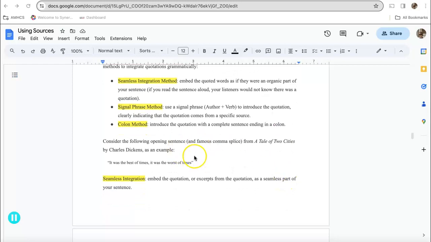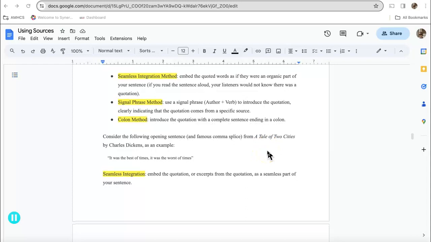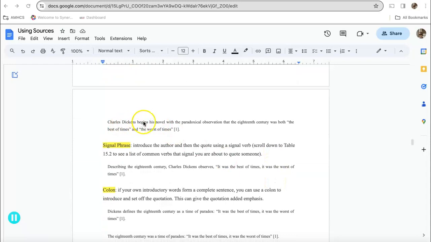Here's the following opening sentence from A Tale of Two Cities by Charles Dickens. It's one of the world's most famous sentences. "It was the best of times, it was the worst of times." All right, let's see how seamless integration would embed this quotation as a seamless part of your sentence. Charles Dickens begins his novel with the paradoxical observation that the 18th century was both, quote, the best of times and, quote, the worst of times.